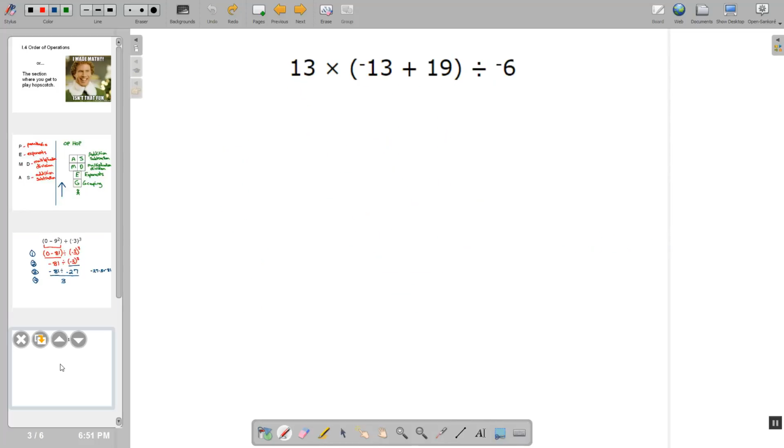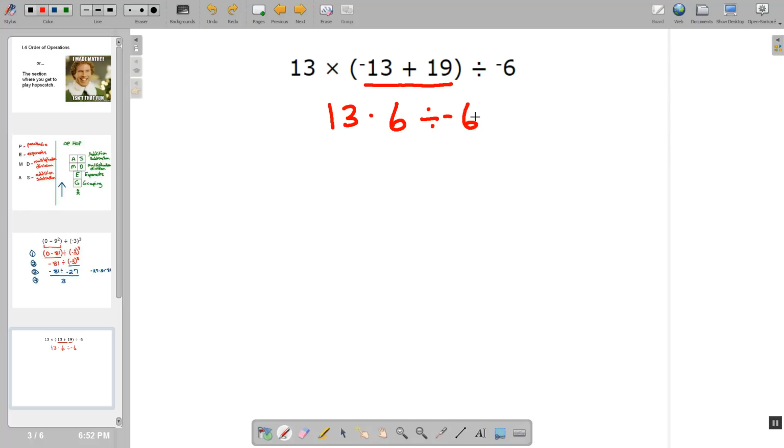For the next set problem, we immediately see grouping symbols. Once again, we have parentheses. We're going to do that right away. So we get negative 13 plus 19 is positive 6. The rest of this problem will stay the same.